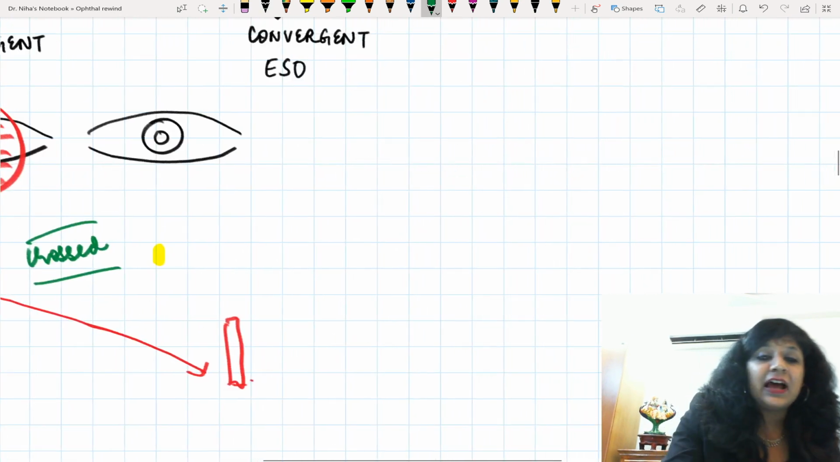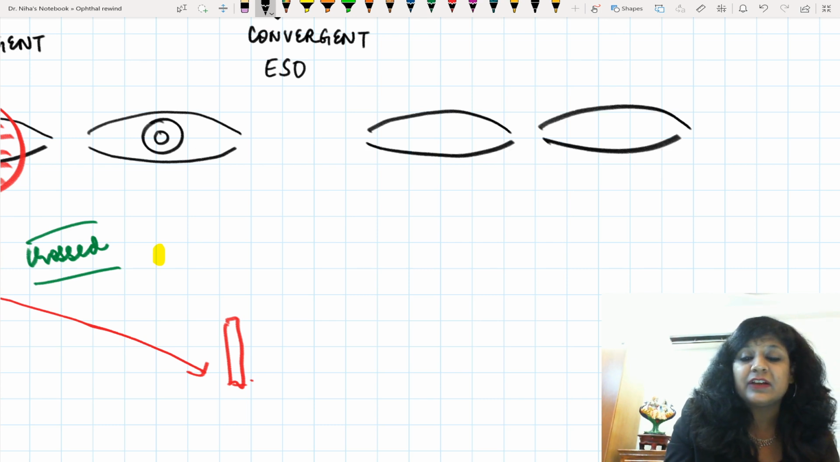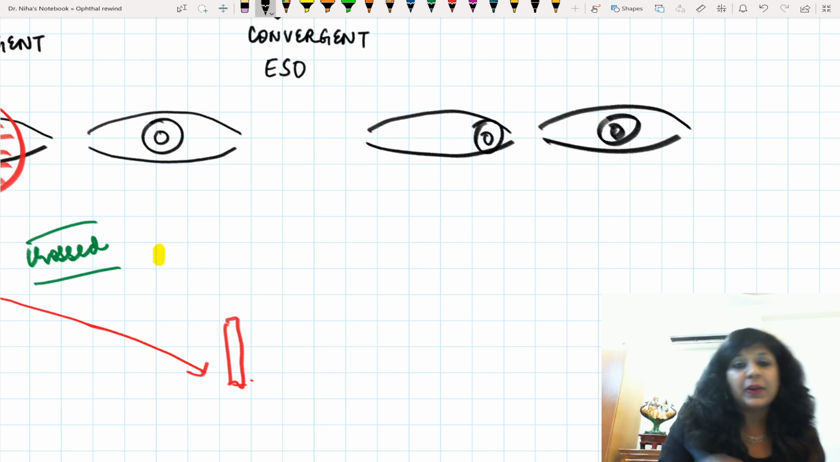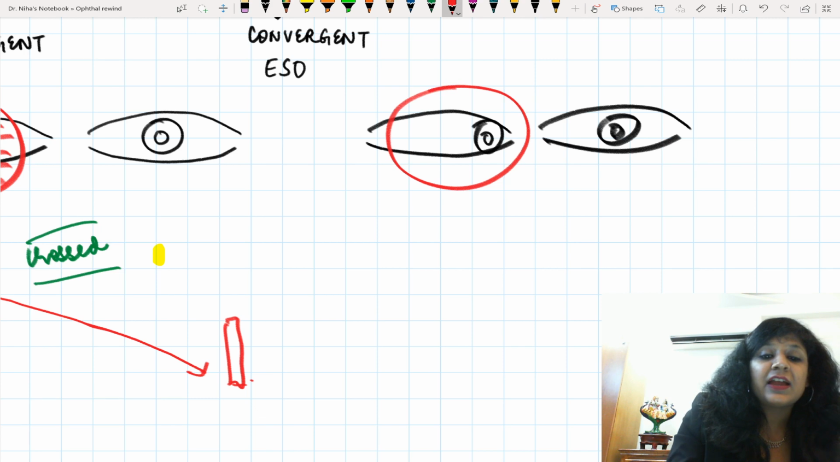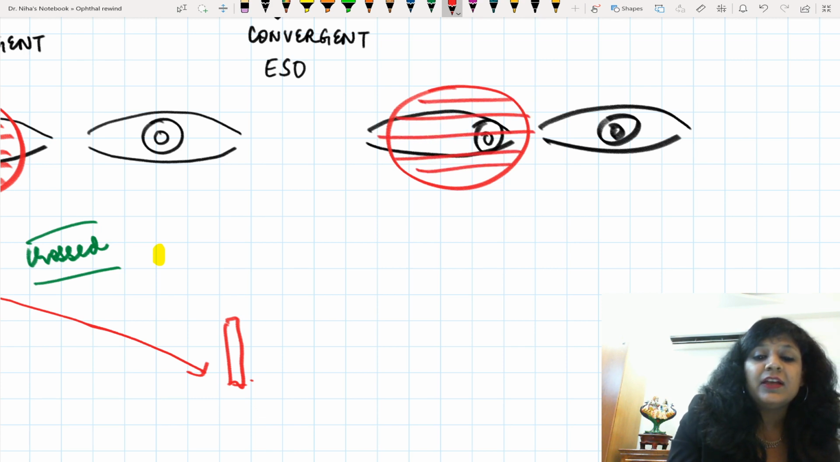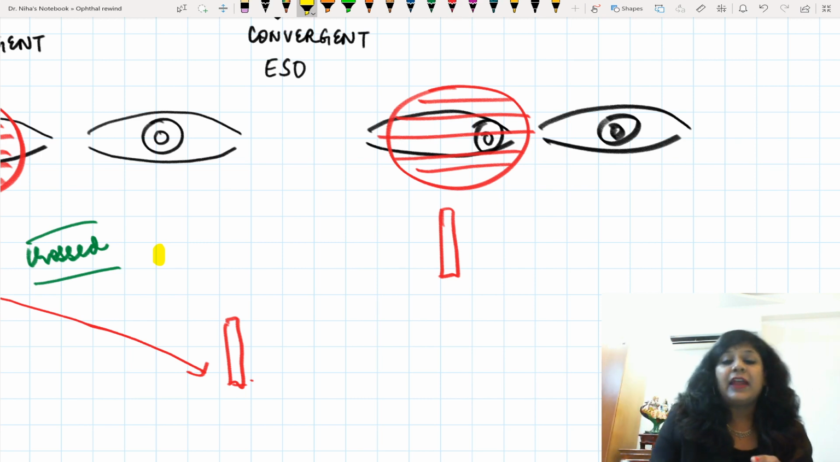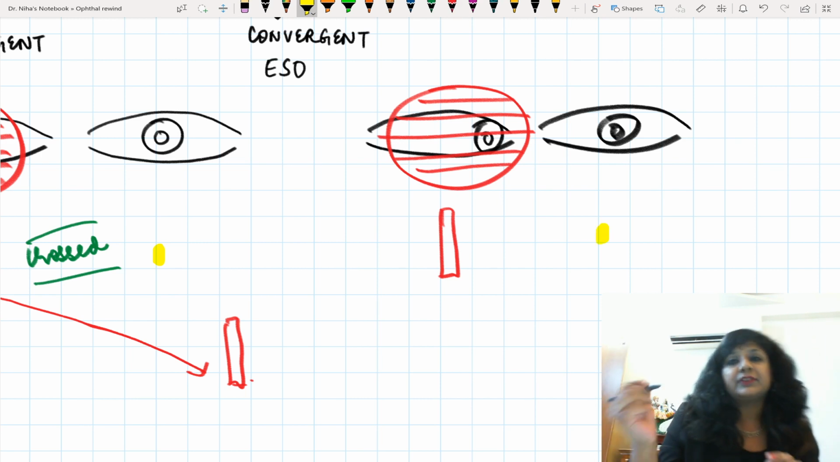Now let us see the uncrossed. Suppose again we have a person who has a convergent squint. This one is the normal and this one is your convergent squint. We have put the Maddox rod in front of this eye again with the horizontal one, and the person starts seeing a vertical line while the other eye sees just a dot reflex, right?